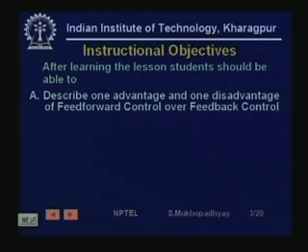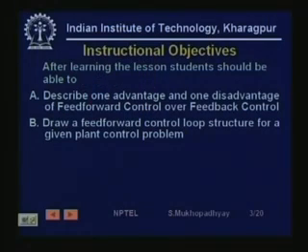So before we do that, we have to take a look at the instructional objectives. After learning the lesson, the students should be able to describe one advantage and one disadvantage of feed forward control over feedback control. There is a fundamental disadvantage of feedback control which is overcome by this feed forward structure, and on the other hand the feed forward structure also suffers from a disadvantage which is overcome by feedback control. So we will comparatively assess these two, and given a control problem, we should be able to draw a feed forward control loop structure.